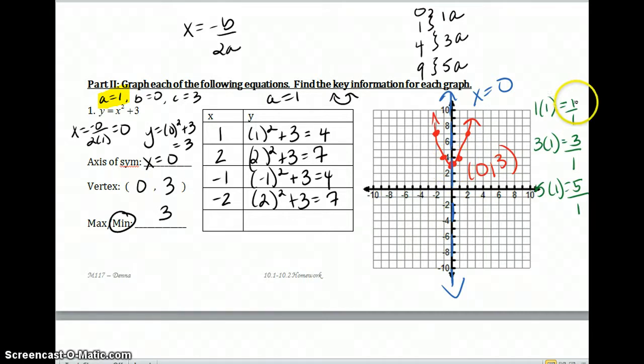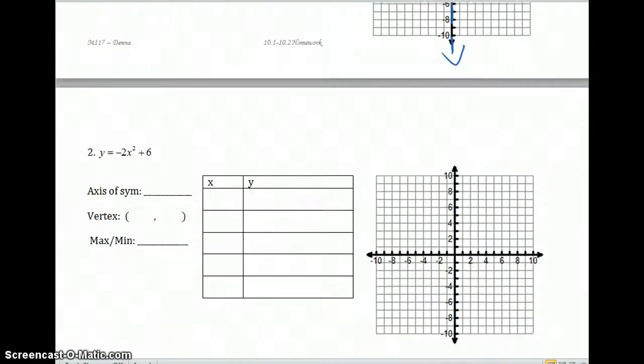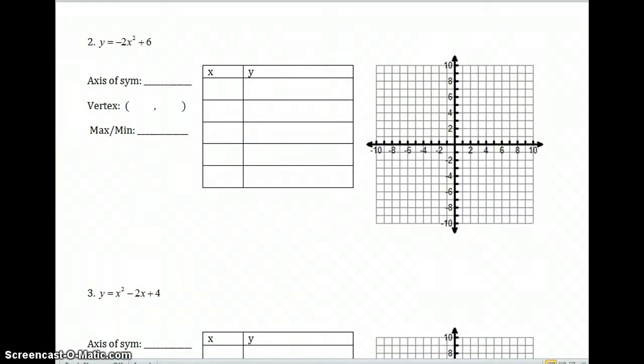So you're going to go up the top number, so up 1, and then to the left and right 1. And then from the very last set of points you made, you're going to go up 3 and to the left and right 1. And notice we have the same exact graph. Alright, let's go ahead and try the next problem.